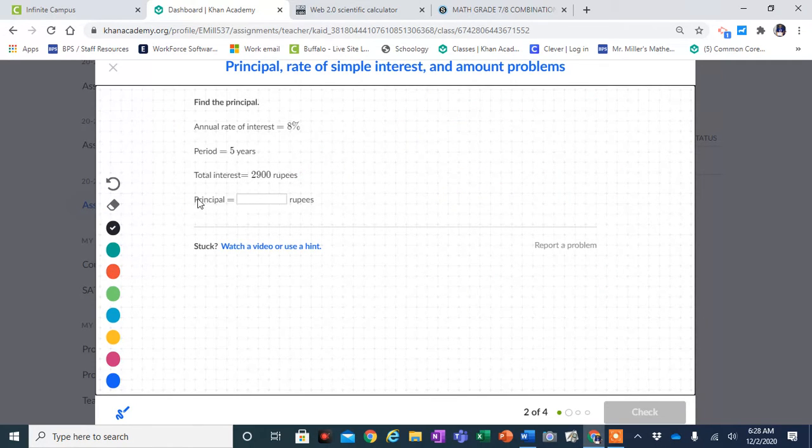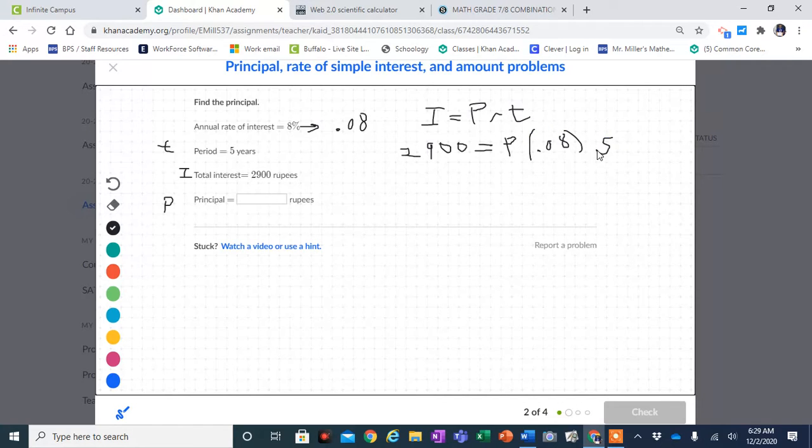All right, for this one, they want us this time to solve for the principal. So you've got to remember that the percent, you would change to 0.08. So again, it's going to be I equals PRT. This time we know the interest. We were told what I was, and we know what the period is. So this time it's going to be 2,900 equals P times the rate, which would be 0.08, times the time, which is 5 years.